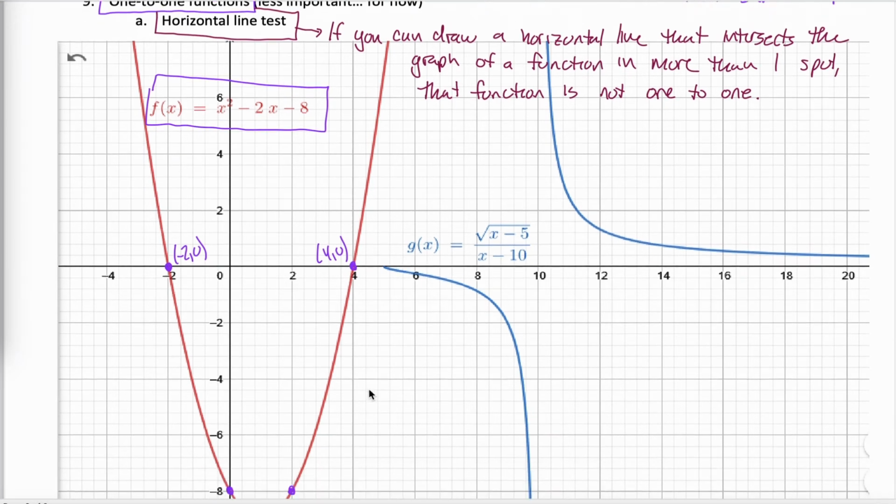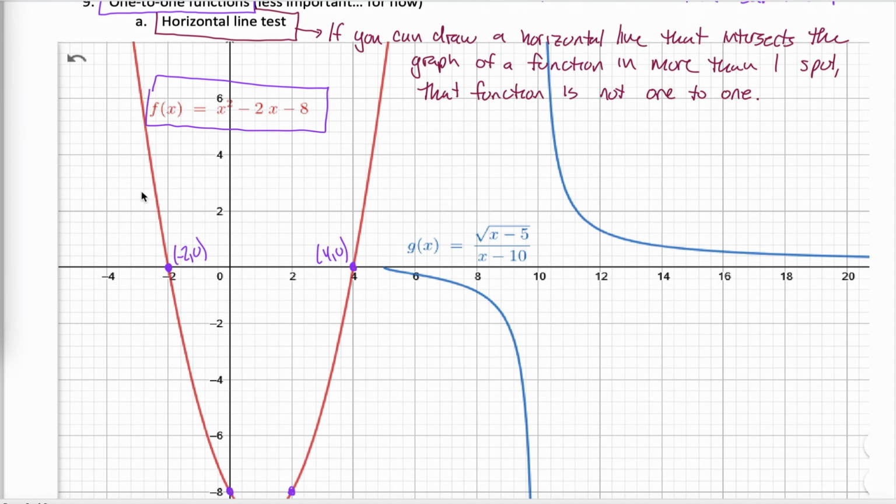So for example, if I gave you this function in red, I didn't give you the equation at all, but I gave you the graph of the function here and asked you the question, could you draw a horizontal line that would intersect the graph in more than one spot? You'd be like, yeah, that's super easy. Here's one, for example. This line intersects the graph in two spots. It intersects it right here and it intersects it right here. Therefore, this graph is not one-to-one.